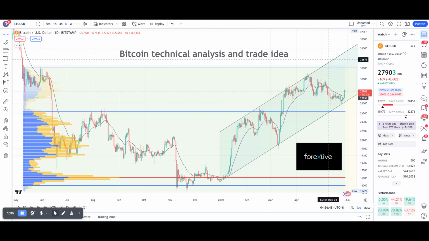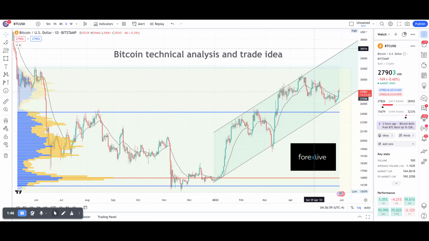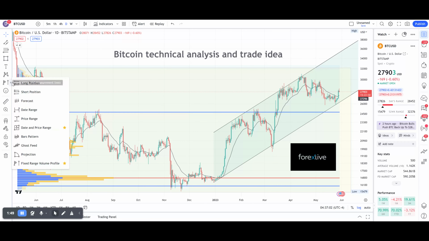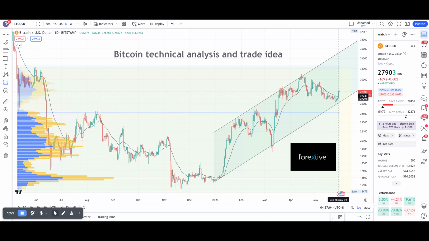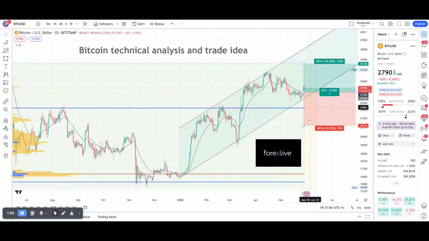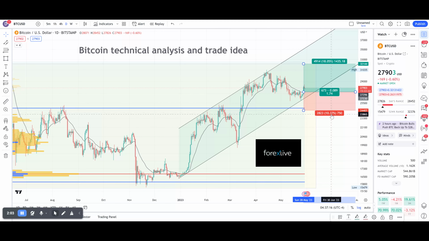So one option is to go on the 20 EMA. We are now on the daily time frame, and the 20 EMA is at 27,296. So it is possible to join there. And let's put our long position drawing tool over here, and then your stop should be below the value area high mentioned. So here I put my stop 10% under, and you can go to the top of the channel, which is almost at 35,000.